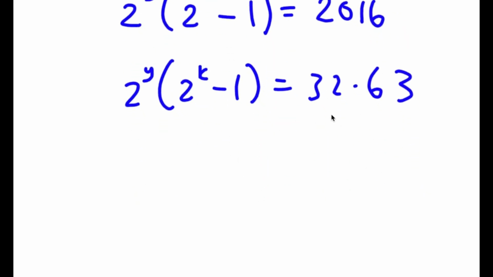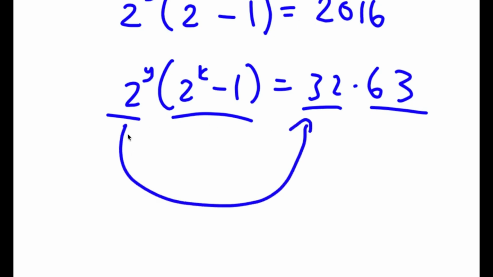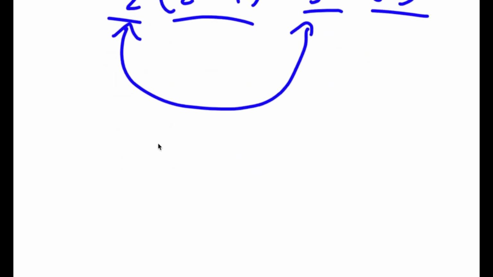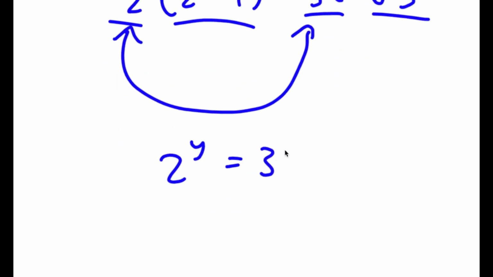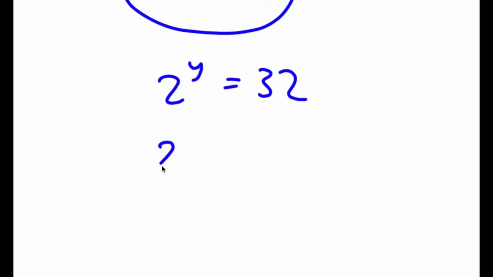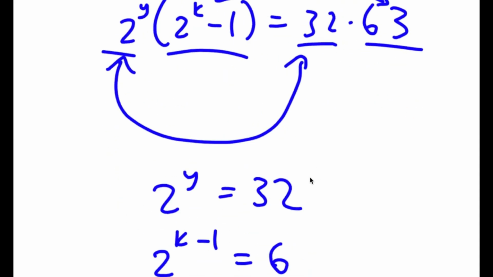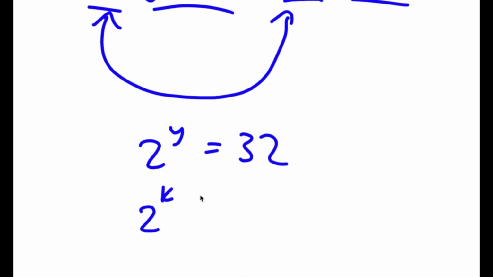And now notice that I have an even number times an odd number. And over here, I have an even number, since 2 to the power of any number is even, and I have an odd number, since 2 to the power of any number is even, and an even number minus 1 is going to be an odd number. So, meaning these two are equal to each other, and these two are equal to each other. So I have 2 to the power of y is equal to 32, and 2 to the power of k minus 1 is equal to 63.